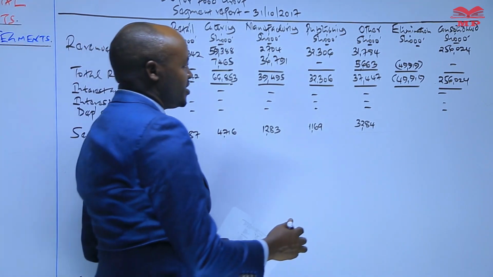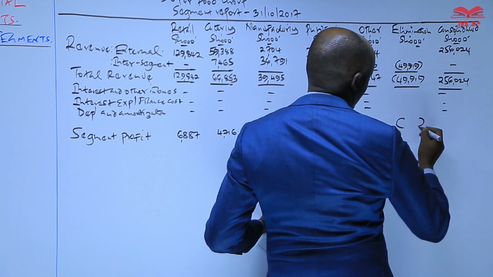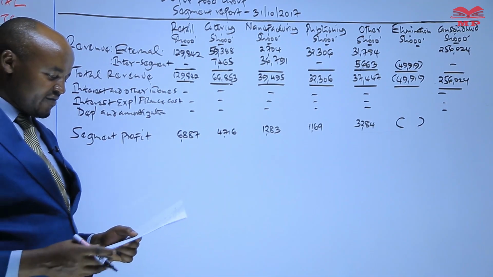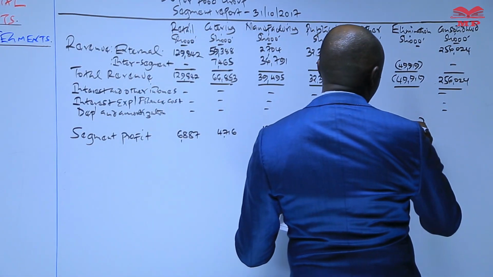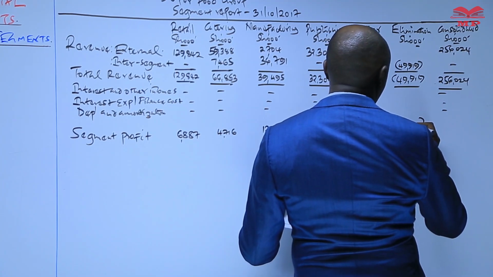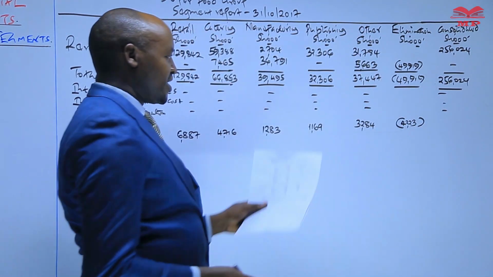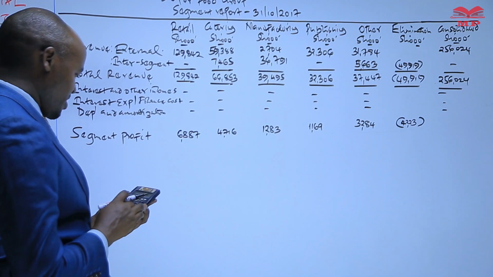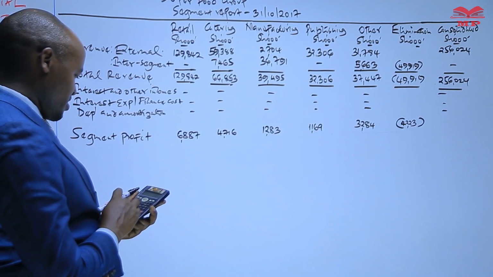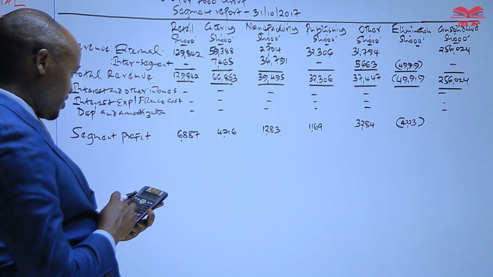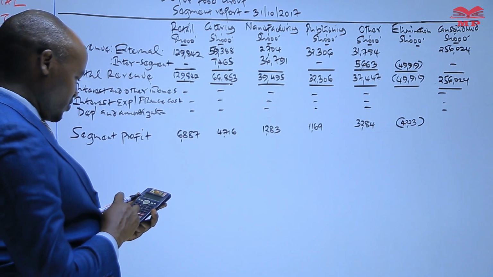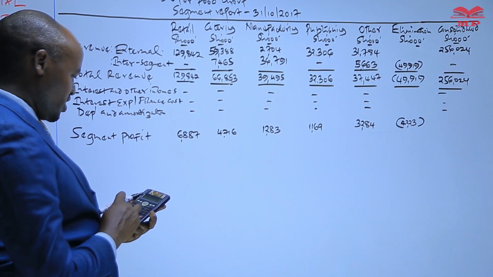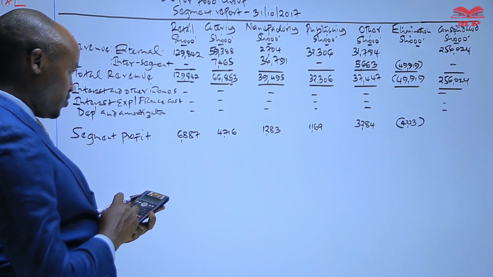And therefore, in the elimination column here, we always eliminate the total intersegment profit. That's why if you go to the additional information number 3, you will see that you're given the intersegment profit of 42.23. So that should be eliminated there, because this comprises revenue from internal and external sources. So we have 68.87 plus 47.16 plus 12.83 plus 11.69 plus 32.84 minus 42.23.